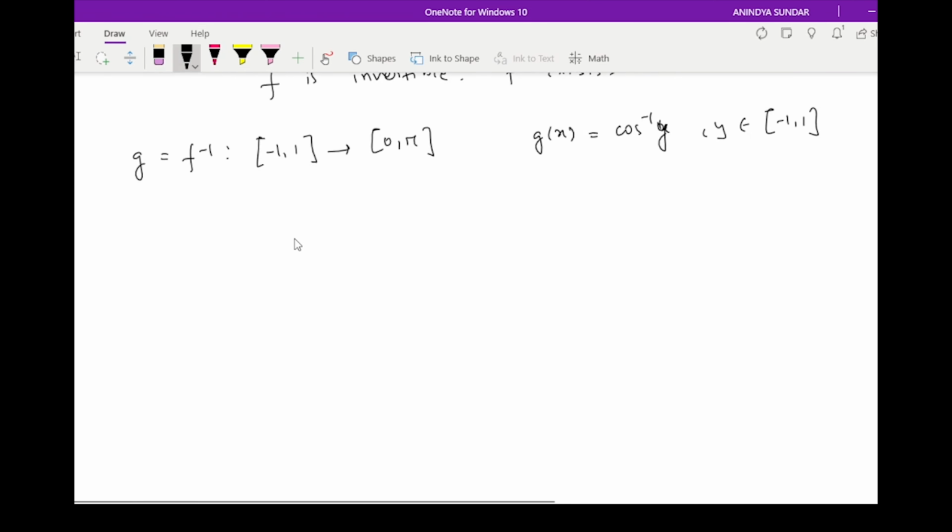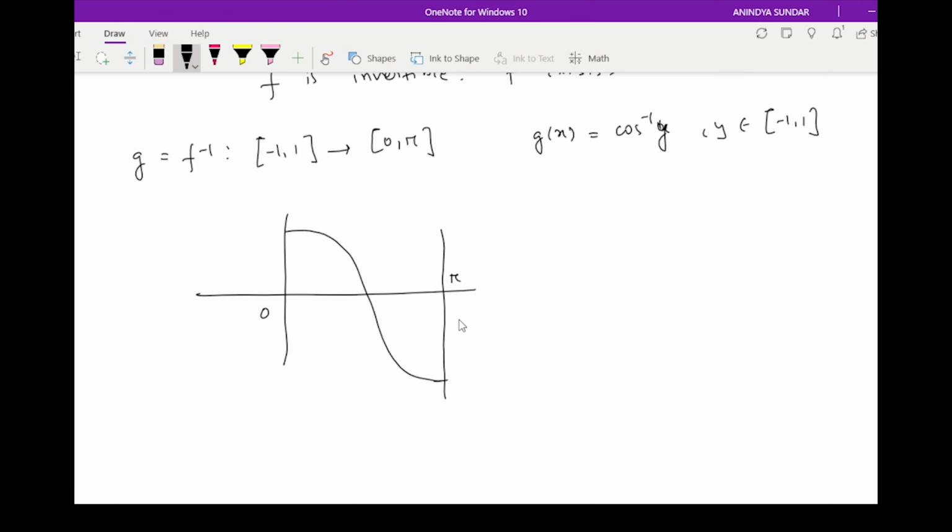So my restricted cos function is from 0 to pi. This is -1, this is 1. So this is my f(x) equal to cos x, f from 0 to pi to -1 to 1. And now I would like to ask, what is the graph of the inverse of the cos function?